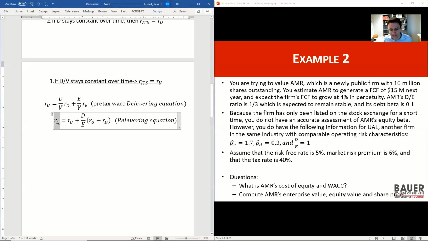But we can't get this unless we know what's going on with their assets. I don't know what's going on with AMR's assets, so I can't figure out what's going on with their equity. What information do we have about their assets? Well, we know a lot about this competitor company, UAL. So we're going to delever UAL to learn about AMR's assets.